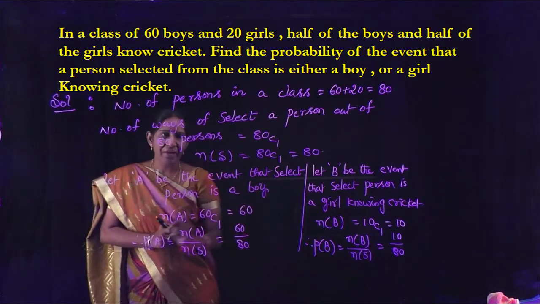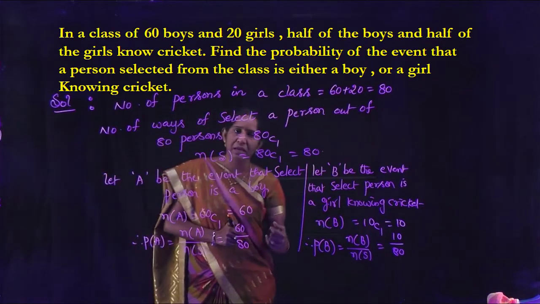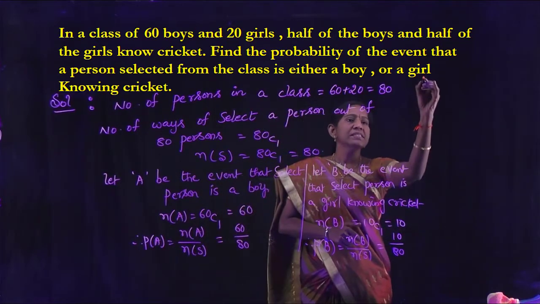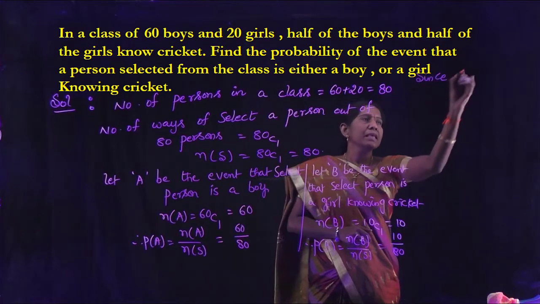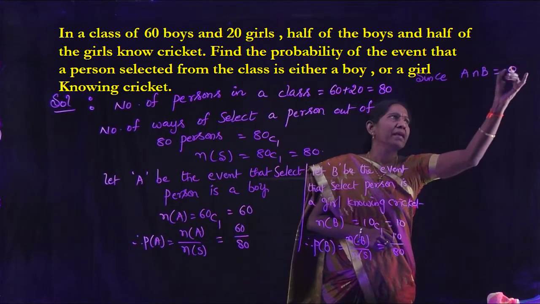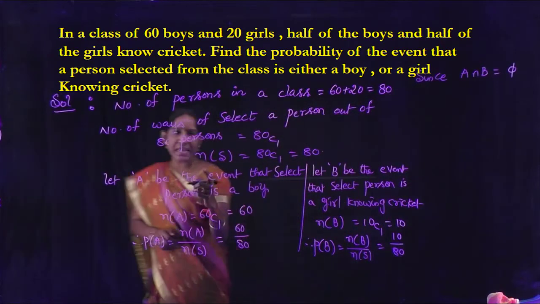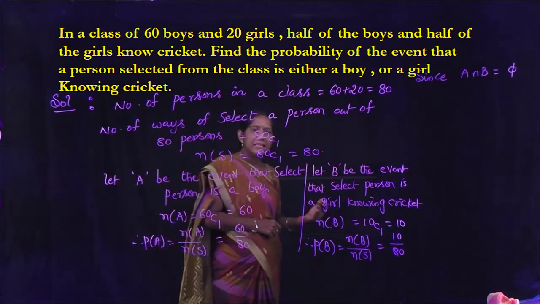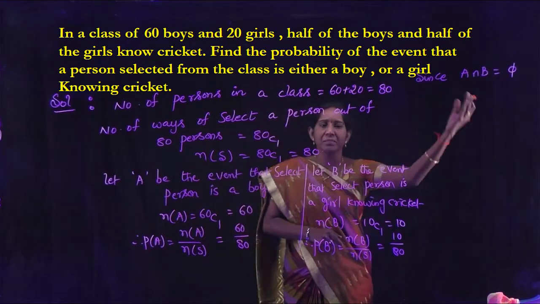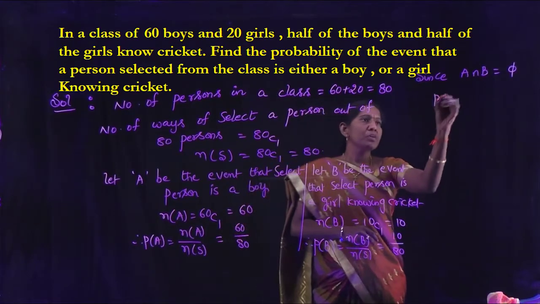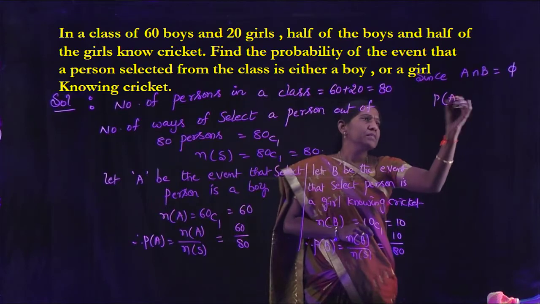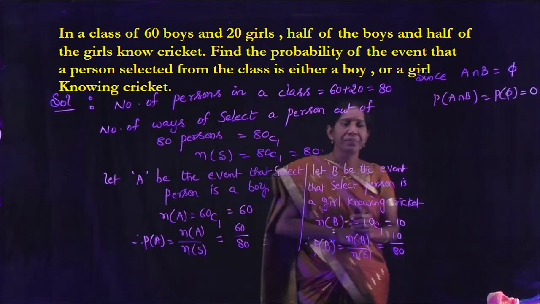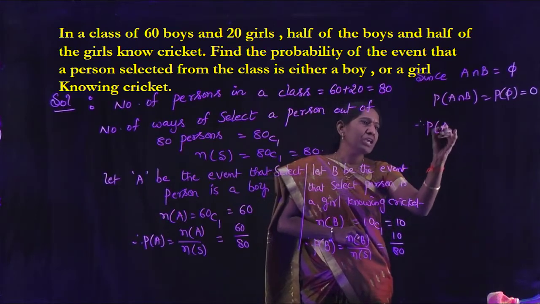Already here we found P of A and P of B. Next, we want to know the value of P of A intersection B. Now, A intersection B equals phi, since A is the event that the selected person is a boy and B is the event that the selected person is a girl knowing cricket. So A intersection B equals phi. Then P of A intersection B is P of phi. Already we know the value of P of phi. It is 0.